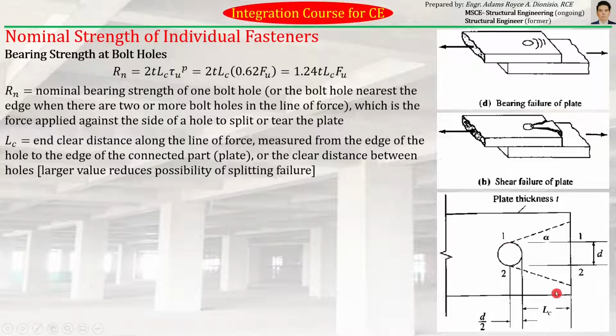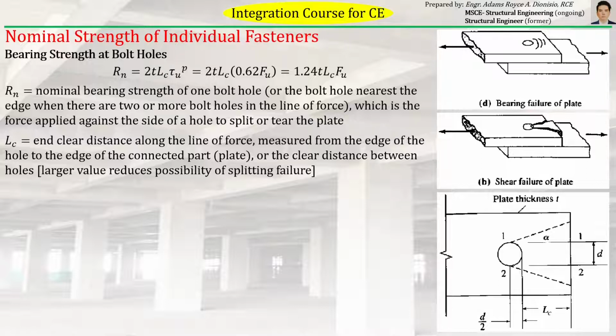So yung LC natin, kung meron tayong ganitong connection, ito yung bolt hole. Yung LC natin is just this distance from the edge of the hole papunta dun sa edge. Yeah, and clear distance yung distance yan. Yung LC natin is the distance from the edge of the hole talaga sa edge ng connected part or the plate, okay, which is defined as this.